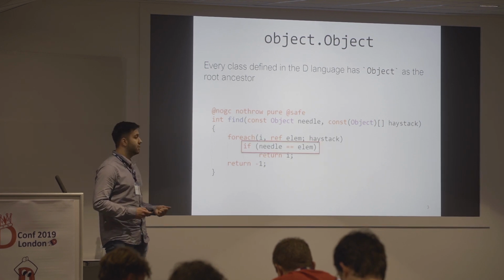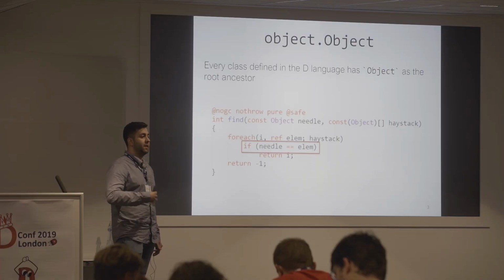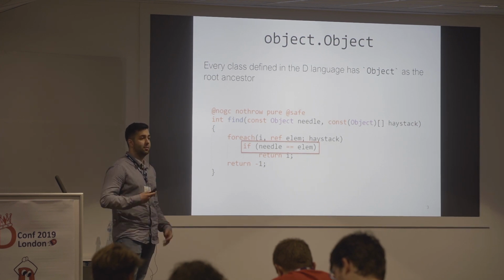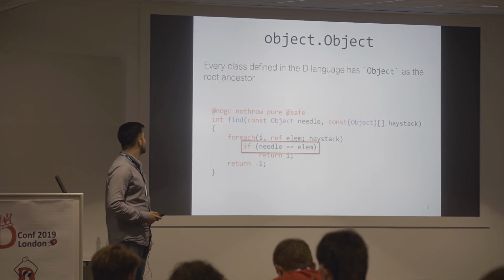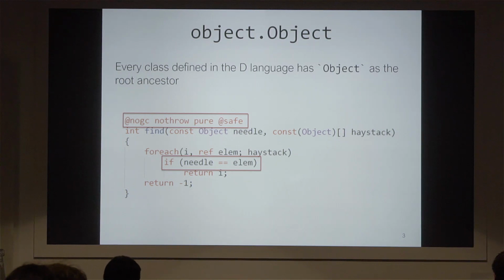First, the opEquals operator is not able to work with const objects, right? And since this is a search function, it's pretty obvious that the recommended way is passing things with const. As Attila was saying earlier, this is the preferred way of doing things. The second issue is that we don't have attributes. So even though this function has no reason not to be nothrow, nogc, pure and safe, it cannot.